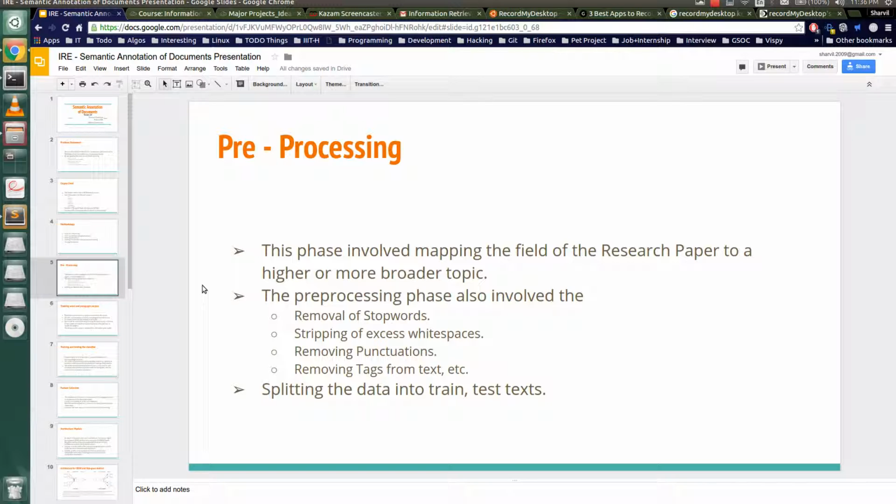We made a scraper to get the summary for each of these broad topics, to try to understand which topic fits each and every research paper the best. Along with this, the pre-processing step also involved the removal of stop words, stripping of extra white spaces, punctuation, tags, etc. And we split the data randomly.